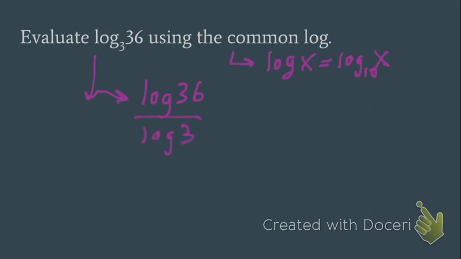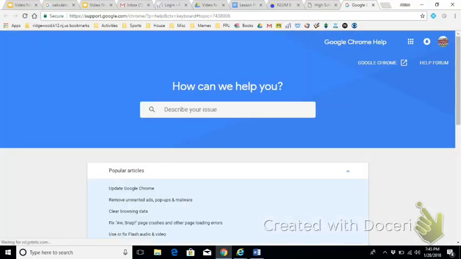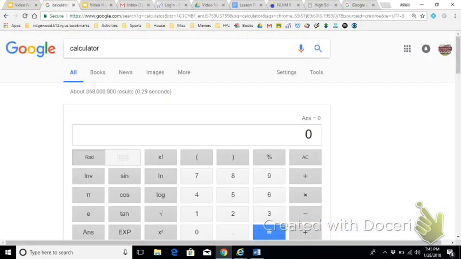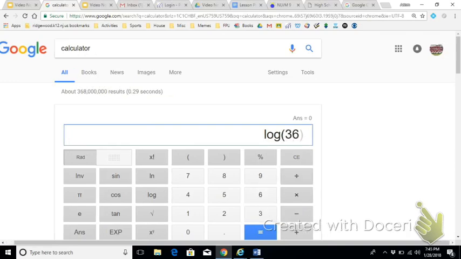Now from this point on, you would need to approximate this as a decimal, so you need a calculator. Since I'm at a computer, let me just use the Google calculator. Alright, so I'm going to do the log of 36 divided by the log of 3, and you'll see it's about 3.2. If you don't believe me and you have a TI Nspire, you could check that by typing it into the TI Nspire and changing the base.